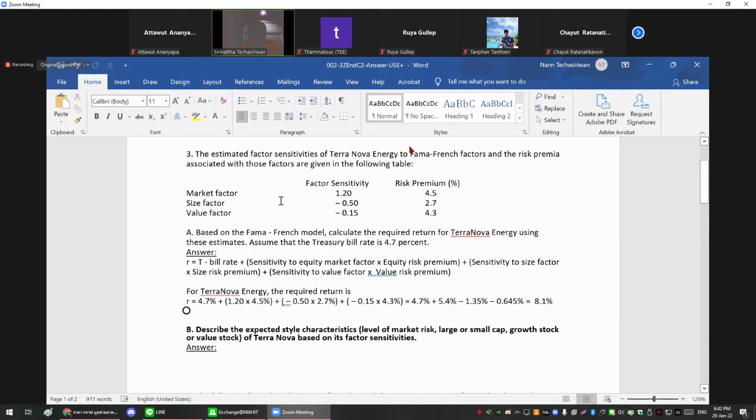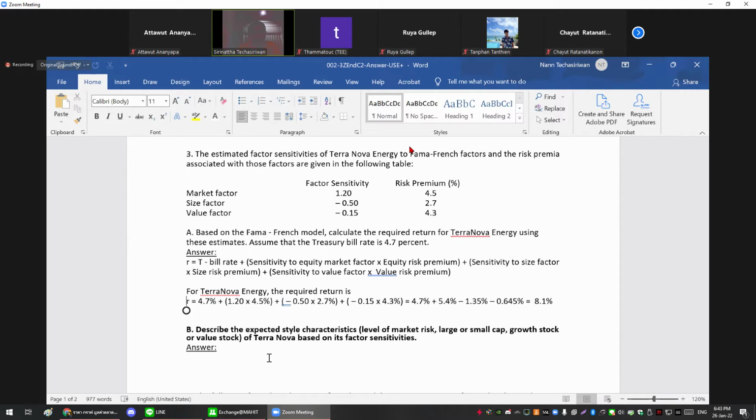They give you the factor sensitivity and the risk premium on the market factor, size factor, and value factor. So basically, these are the inputs of the Fama-French model. To estimate the cost of equity, you can plug in the numbers by yourself. Question B asks you to describe the style characteristics that refer to the level of market risk, large or small cap, growth stock or value stock, of this company.